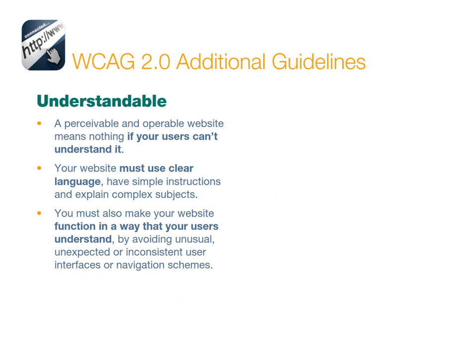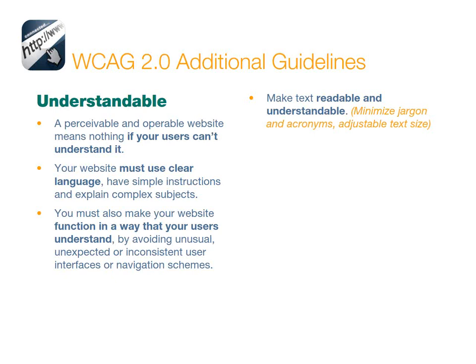But your website must use clear language and have simple instructions and explain complex subjects. So we need to make sure that your website functions in a way that everybody understands. Again, we need to avoid unusual or inconsistent user interfaces and navigation schemes. So it kind of overlaps a little bit with the operable principle, but we need to make sure that text is readable and understandable. So we need to minimize jargon and acronyms, and we know in the financial industry that we're really good at jargon and acronyms.